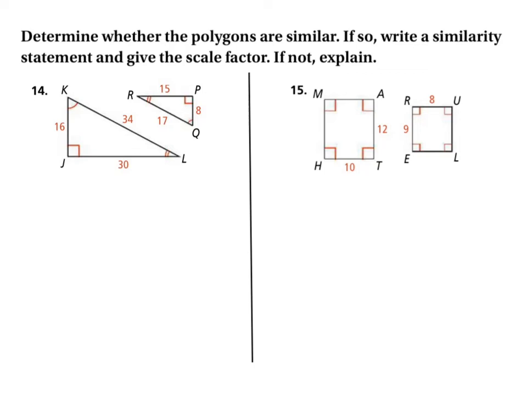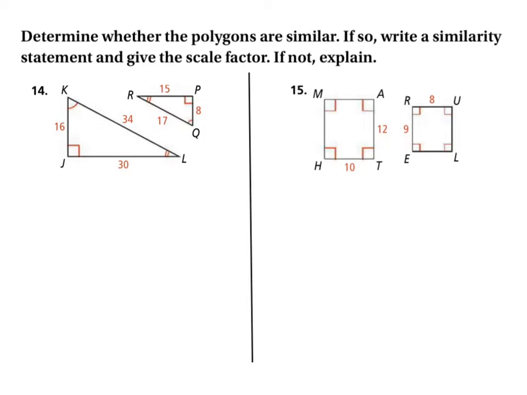All right, we are determining whether the polygons are similar, and if so, write a similarity statement and give the scale factor. So the first thing that we have to do is really determine, are they similar? And how do you make that determination? Well, the first thing that you need to do is match up the angles and see that the angles are all the same, because if they're not, then it doesn't work.